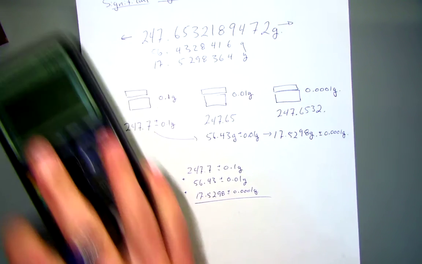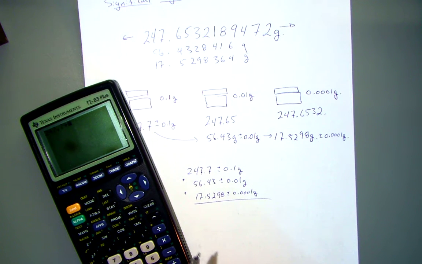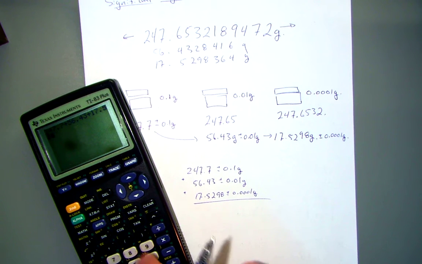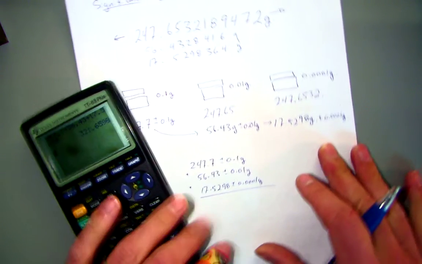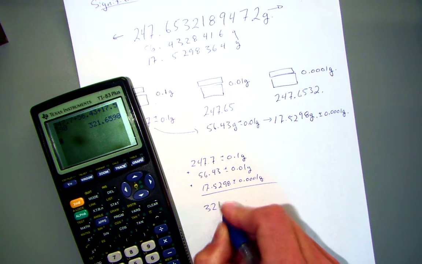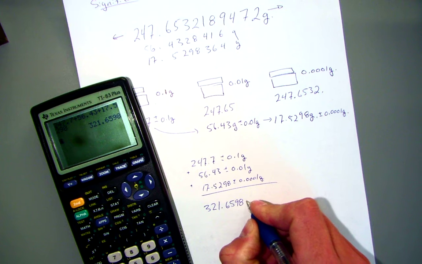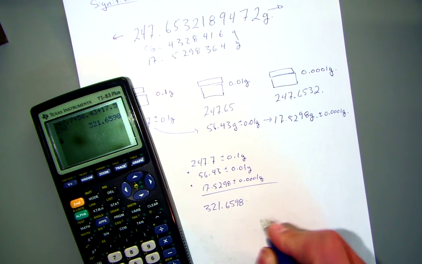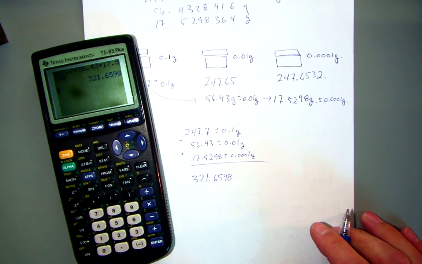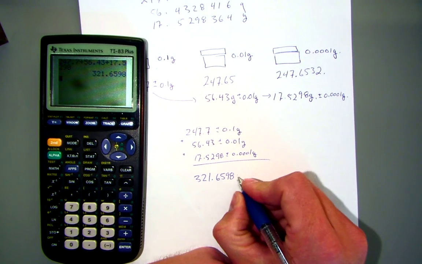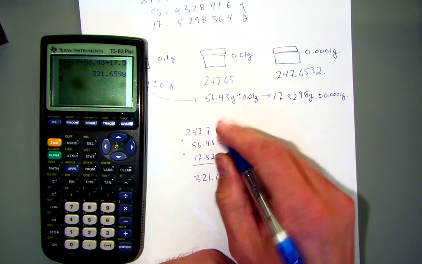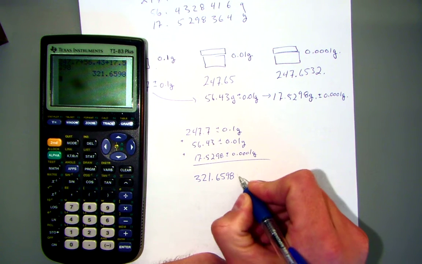247.7 plus 56.43 plus 17.5298. My calculator gives me this value, 321.6598 grams. Okay, so we'll just ignore the uncertainty for a second. And that's what we get in grams.